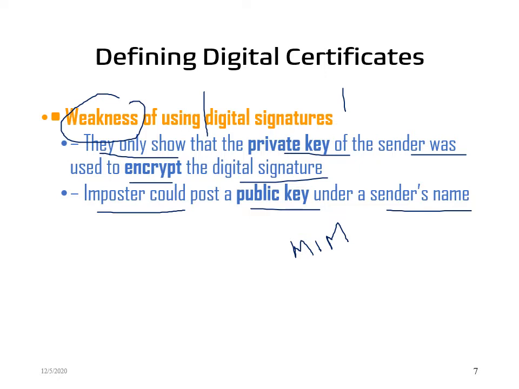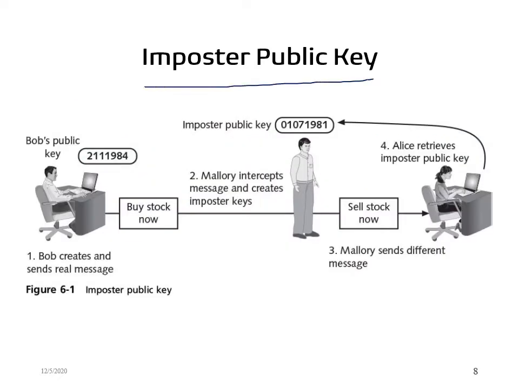So an imposter can use their public key and carry out a man-in-the-middle attack, which will be explained in the next slide. This is the imposter public key attack. In this scenario, say Bob uses a public key and sends a message, "buy stock now." Alice is the receiver, Bob is the sender. So here is the sender and here is the receiver.